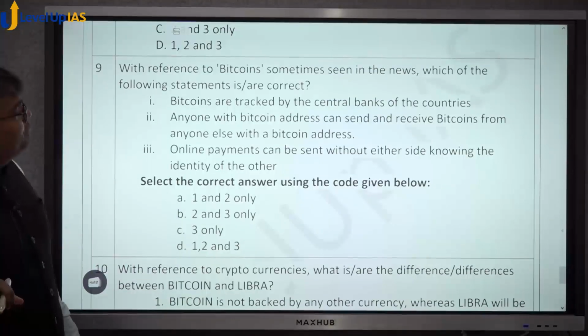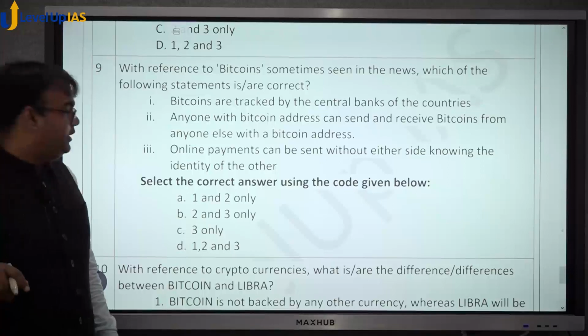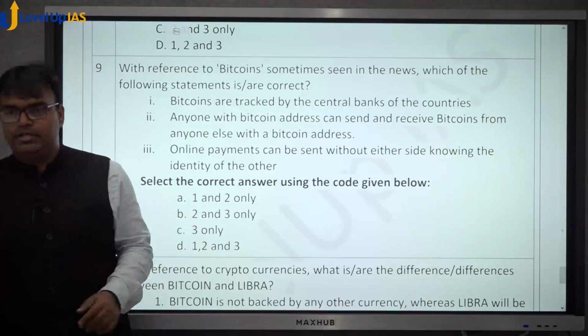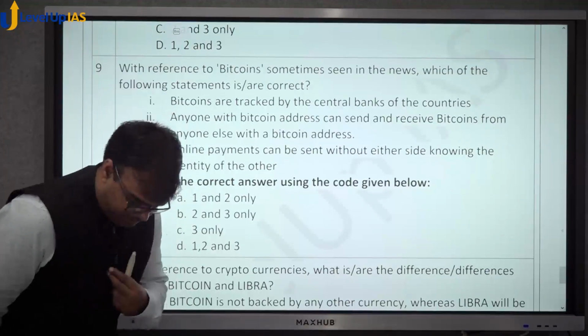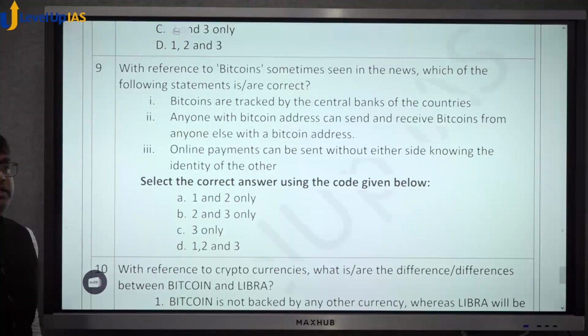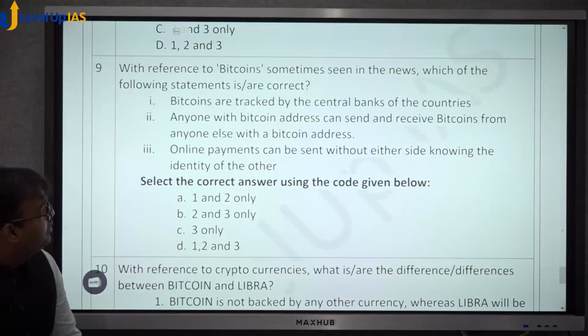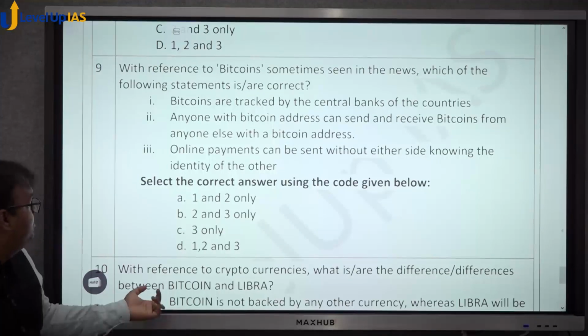Come to question number 9. With reference to Bitcoin, sometimes seen in recent news, which of the following statement is are correct? Okay, Bitcoin से related क्या correct है? Now this is a past year question. It was asked in the preliminary examination once. First is wrong. Bitcoins are tracked by central banks of countries. No. Distributed है, कोई central bank role play नहीं कर रहा. Anyone with Bitcoin address can send and receive Bitcoin from anyone else with a Bitcoin address. Yes. Online payment can be sent without either side knowing the identity of the other. Yes. Anonymity है. आपको Bitcoin address चाहिए किसी का भी. You do not need to know the other person's details. Okay. So answer would be B, 2 and 3. Question number 9 का answer B.